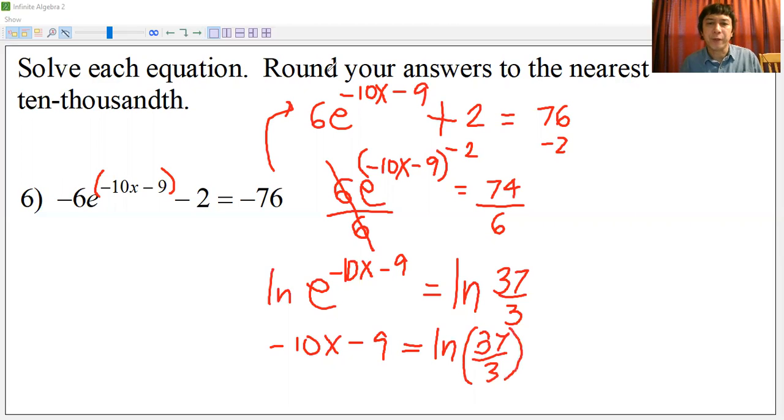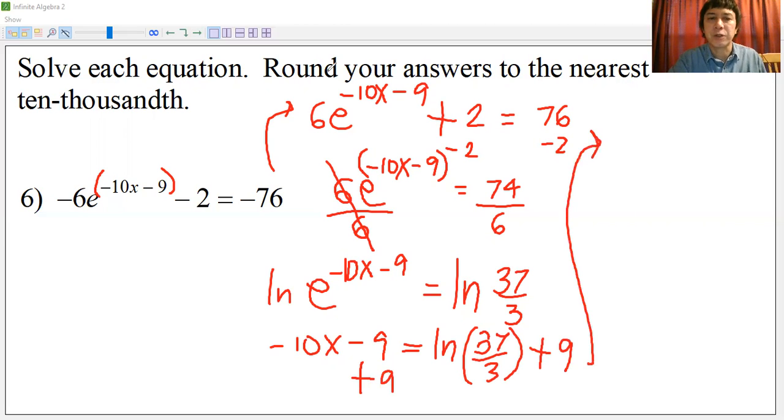There. Okay, so at this point we will add 9 so that we will isolate the x. Add 9 here and add 9 there. And so the next step will now be just negative 10x. Negative 10x is equivalent to ln 37 over 3 plus 9. There. Okay, so at this point, we shall divide by negative 10 to get the final answer.